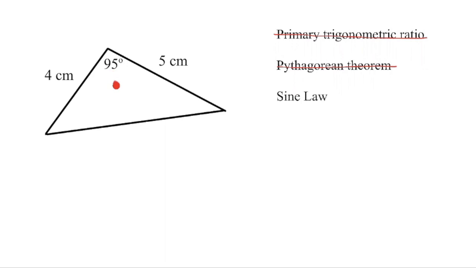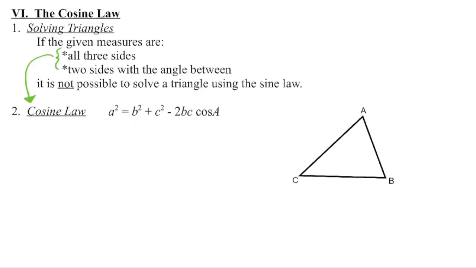We don't know this side, we don't know this angle, we don't know this angle. So there's no pair of opposites that we have, so we also can't use the sine law. But there is another strategy we could use, the cosine law. The cosine law is derived from a combination of Pythagoras' theorem as well as the cosine primary trigonometric ratio.